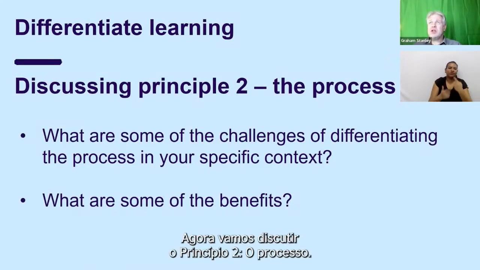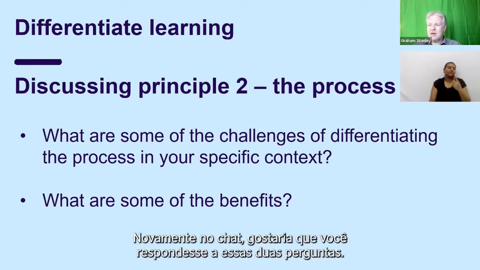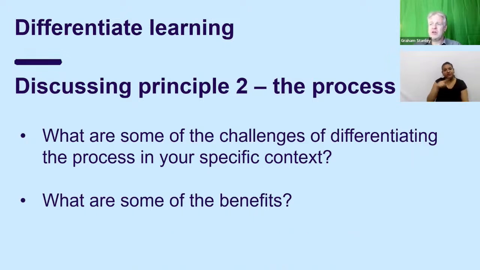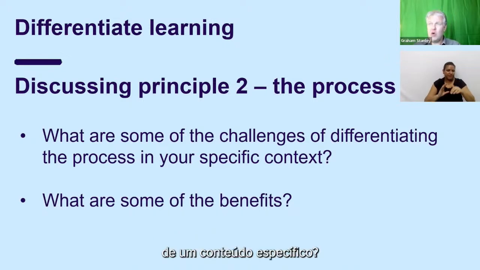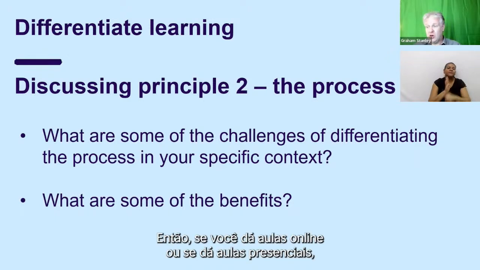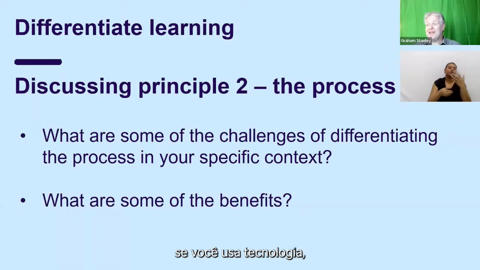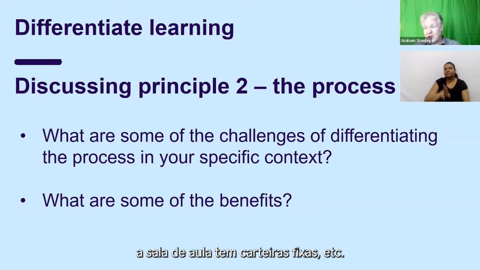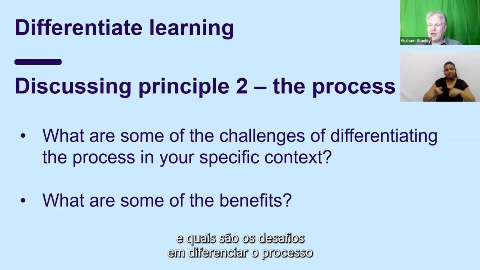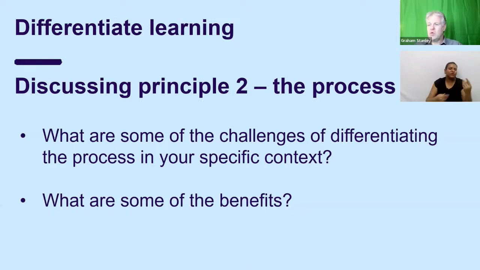Now, let's discuss principle 2, the process. Again, in the chat, I would like you to put your answers to these 2 questions. The first question is, what are some of the challenges of differentiating the process in your specific context? So if you teach online, or if you teach in a face-to-face classroom, if you use technology, if you have a blackboard, a whiteboard, does the classroom have fixed chairs, etc.? Think about your space, how you learn, your context, and what are the challenges in differentiating the process in your specific context. And what are the benefits?